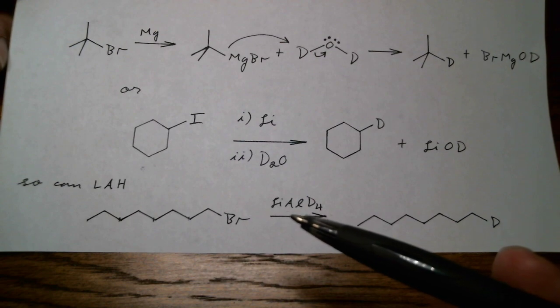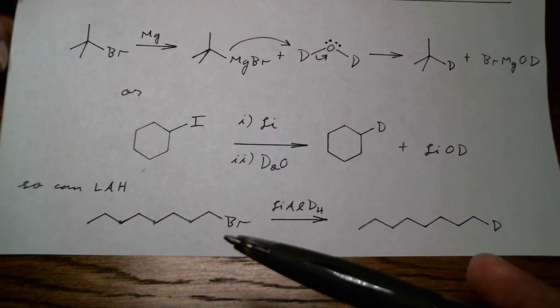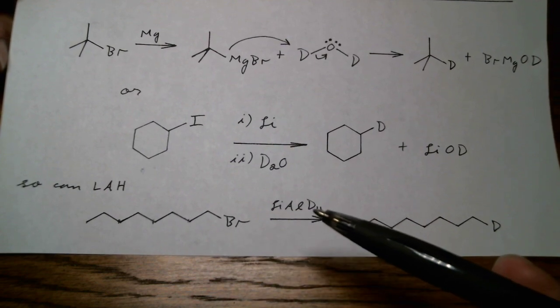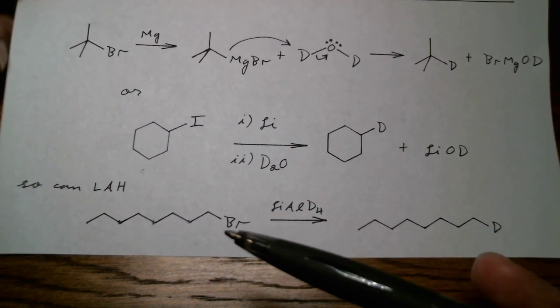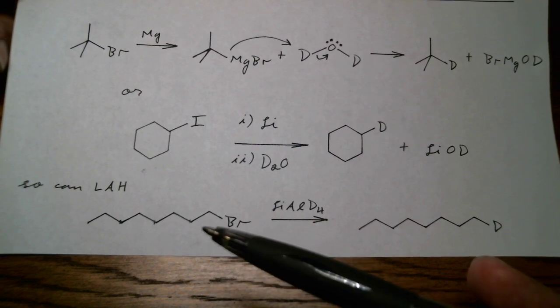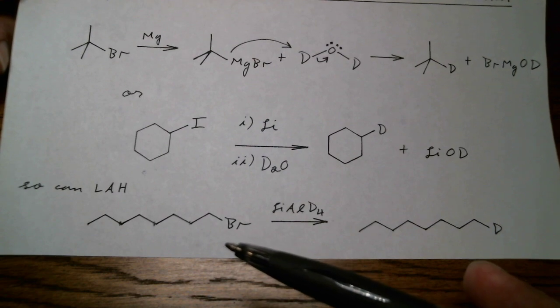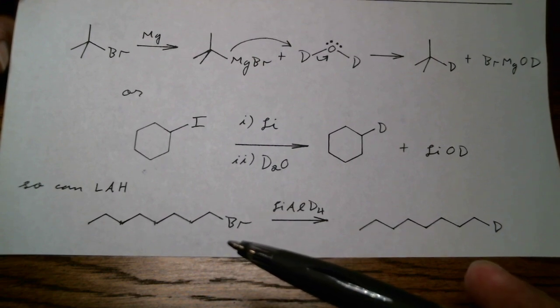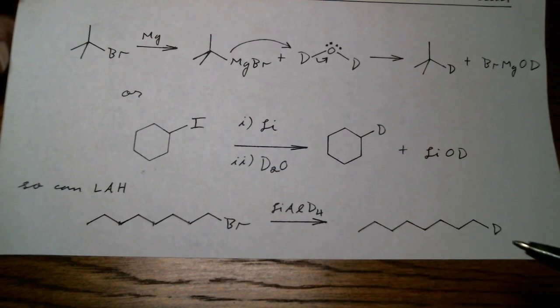Interestingly, lithium aluminum deuteride can go ahead and SN2 deuteride into an alkyl halide, as long as we're a nice primary alkyl halide. You can see that our 1-bromooctane here, the bromine has been replaced with deuterium.